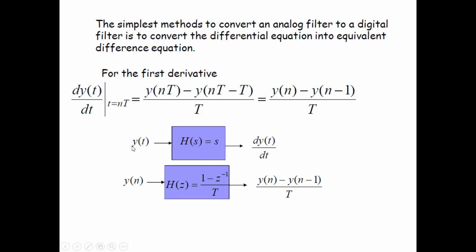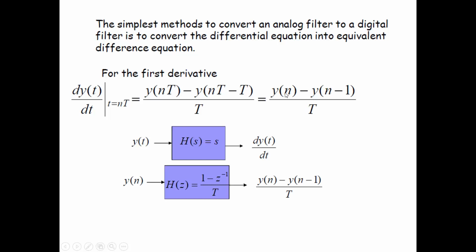Then y(t), from y(t), this is the analog system function, and we have the differential equation dy/dt, the first derivative, that we are trying to convert into the difference equation. And what is the equivalent? The equivalent of y(t) in the discrete domain is y(n). The equivalent of H(s) equal to s is H(z) = (1 minus z to the power minus 1) over capital T. This we have got after taking the z transform of this factor, (y(n) minus y(n minus 1)) divided by capital T.